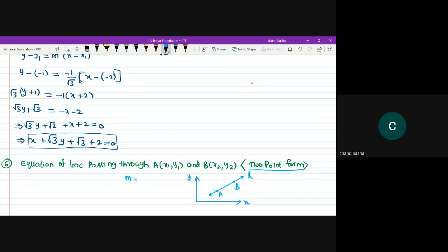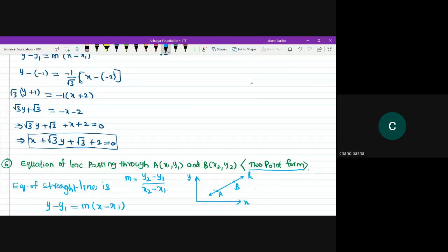What is the slope formula? Sir, m is equal to tan of inclination. No, inclination is not given to you. 2 points are given here. Sir, m is equal to y2 minus y1 by x2 minus x1. Now, what is the equation of the line passing through a (x1, y1) whose slope is given? Just now we used this formula. Equation of straight line is y minus y1 is equal to m into x minus x1.